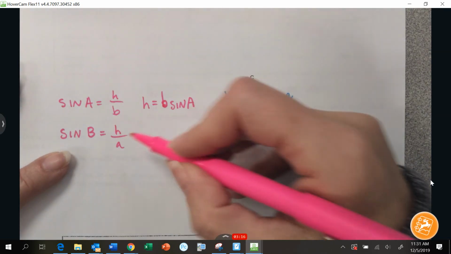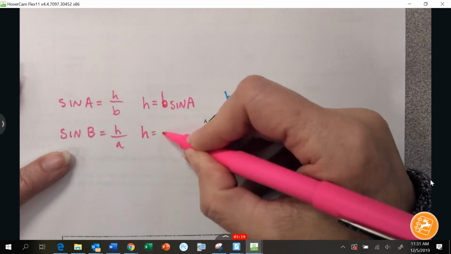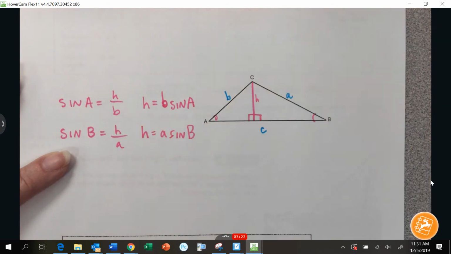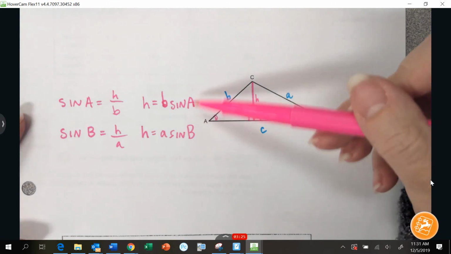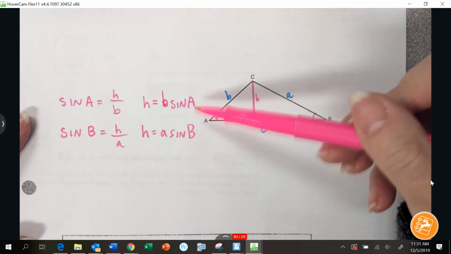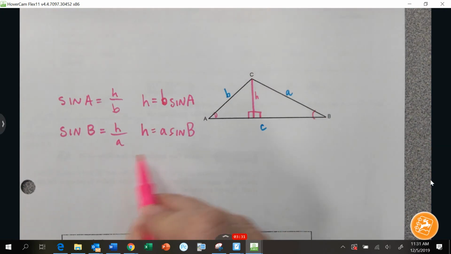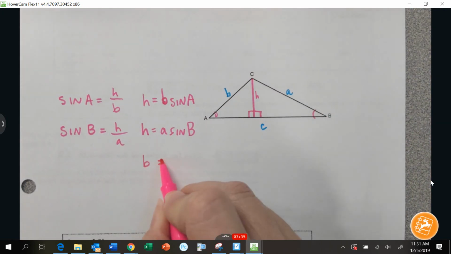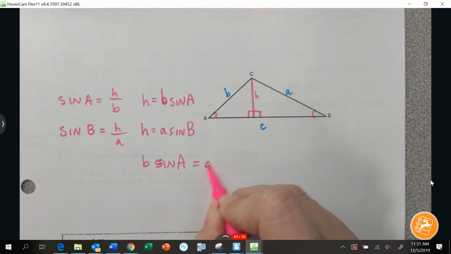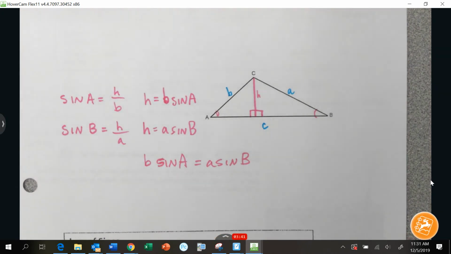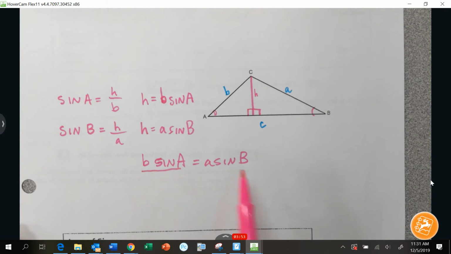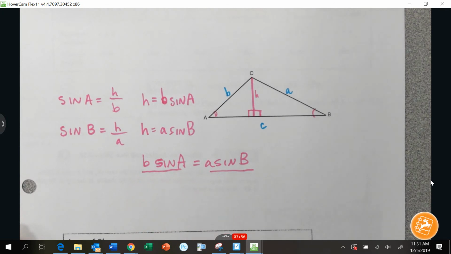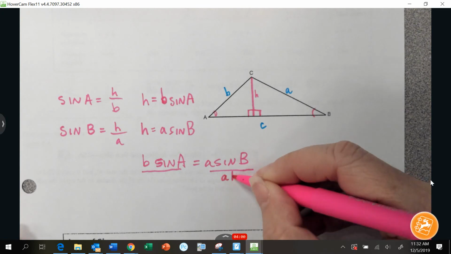And then for this one, I could cross multiply or multiply by A, and I would get H equals A sine B. Now if H equals both of these, then guess what about both of these? They equal each other. That's right. So B sine A equals A sine B. Now what I'm going to do is divide both sides by A and B at the same time.